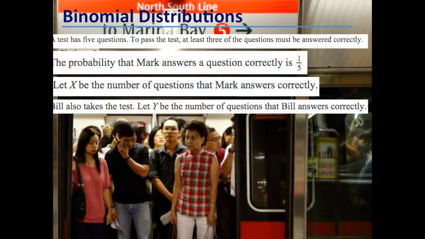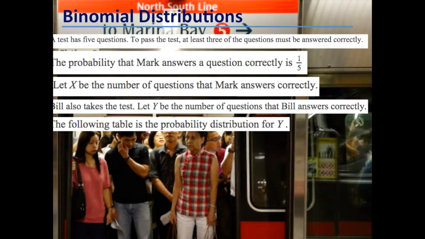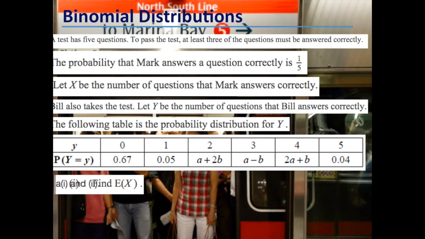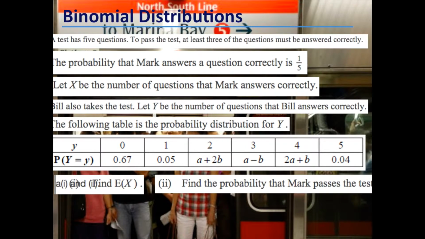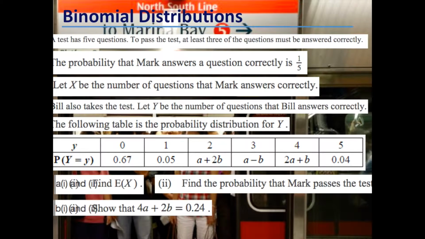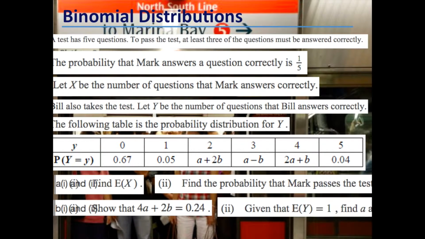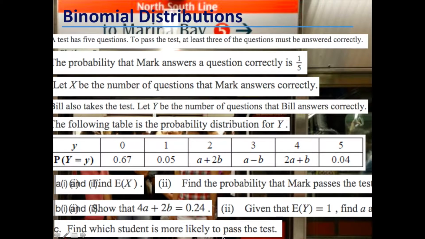Let y be the number of questions that Bill answers correctly. In the following table is the probability distribution for y. So question 1: (a) find the expected value for x; (b) find the probability that Mark passes the test; (c) show that 4a plus 2b equals 0.24, and given that the expected value of y equals 1, find a and b; and then (c) find which student is more likely to pass the test.